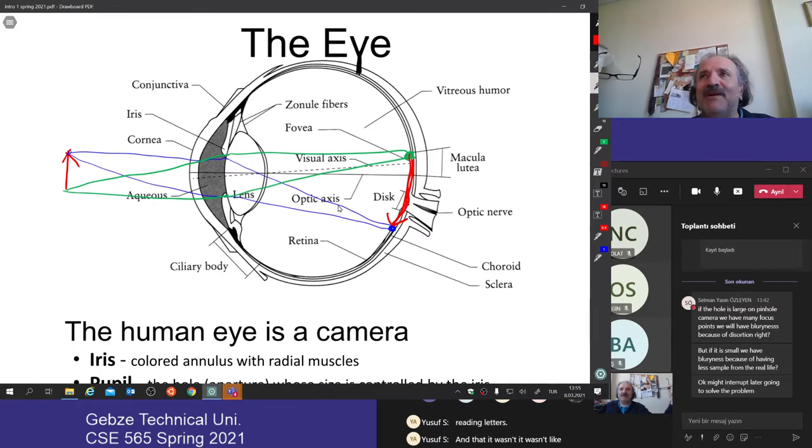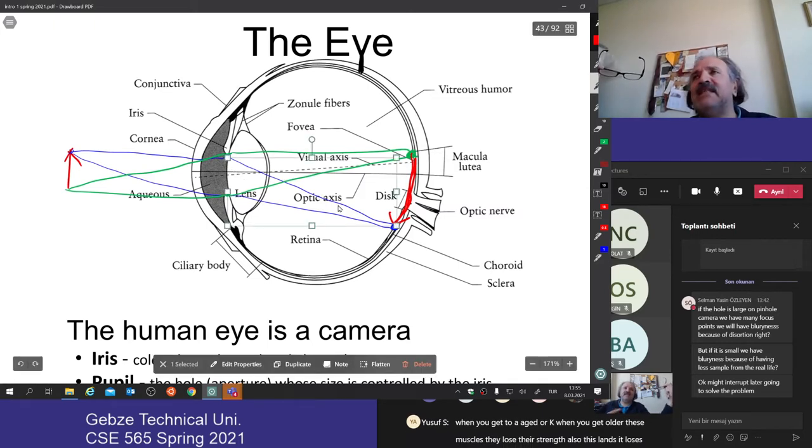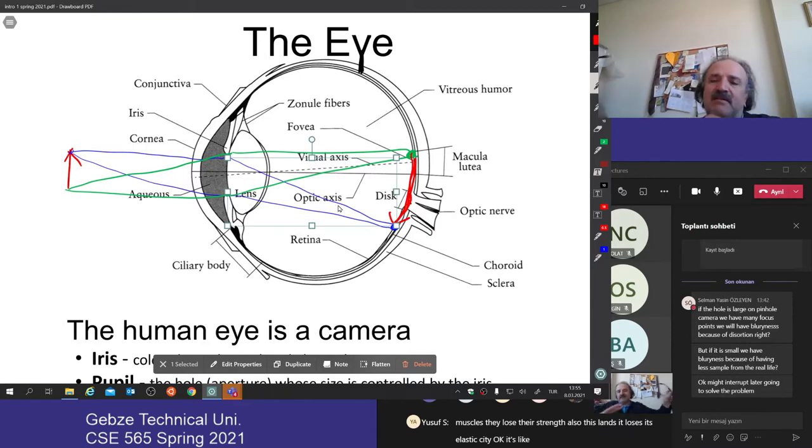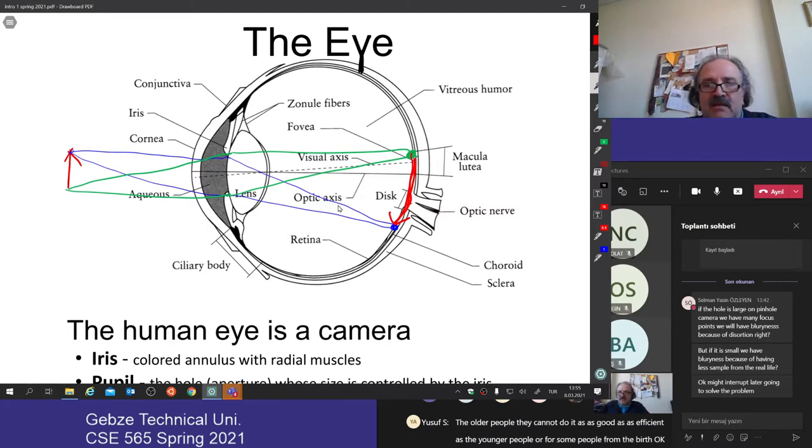It wasn't like this all my life. I think I developed it in the last 5 years maybe. When you get older, these muscles lose their strength. Also, this lens loses its elasticity. It's like the regular muscles. The older people cannot do it as efficiently as the younger people. Or for some people, from birth, their eyes are that way, they cannot see nearby objects or the faraway objects.